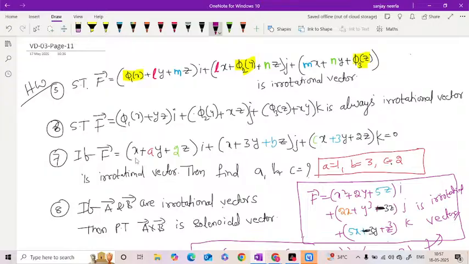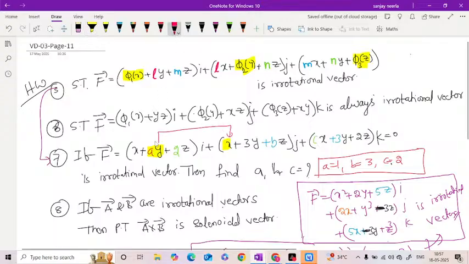Next one, come to the seventh one. So it is the combination of both. So observe here, it is linear. So according to the fifth question, we will generate an irrotational vector. Now observe here the coefficient of y here is a, and come to here the coefficient of x. The coefficient of x is here a. So these two must be equal, otherwise it does not form an irrotational vector. That means a is equal to 1.